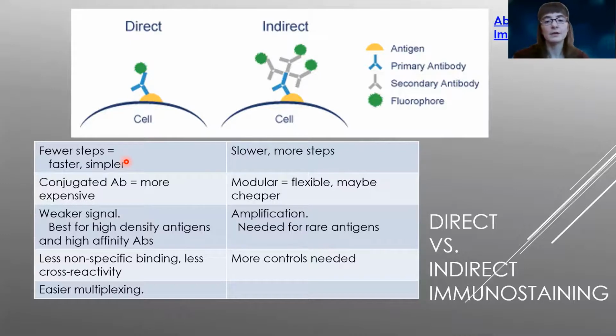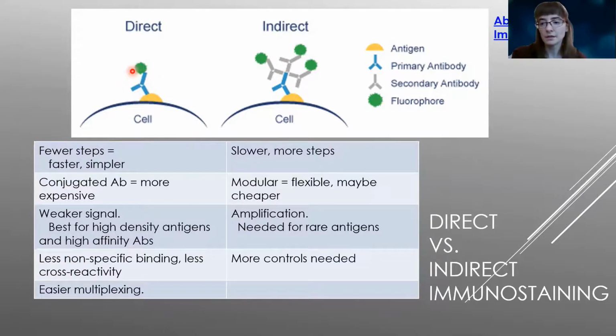However, it is less modular in that you have to label every single primary antibody for every single antigen with a fluorophore. And so you either are doing that in-house or you're trying to buy them. If you're buying them, they're at least tenfold more expensive once they're labeled. So it can be significantly more expensive to do it this way. In addition, a direct immunoassay has a weaker signal than indirect because there isn't this amplification effect.